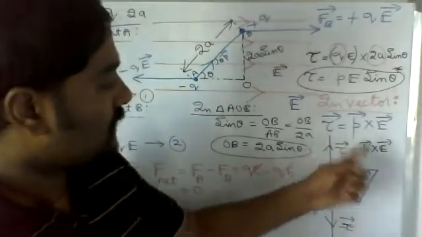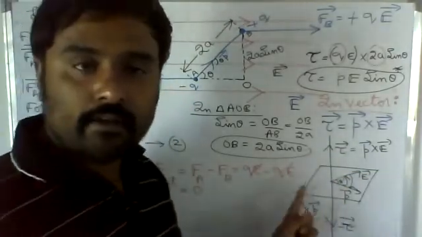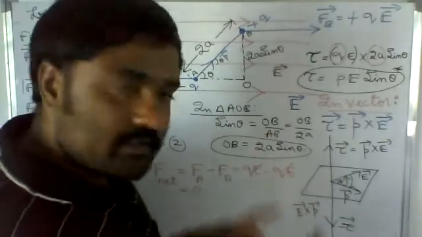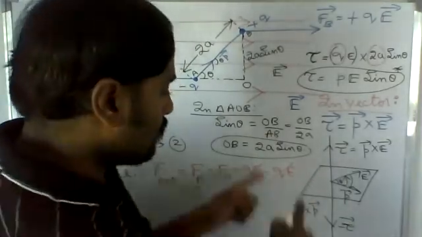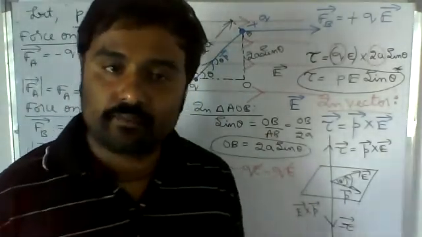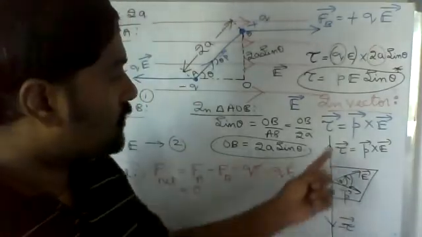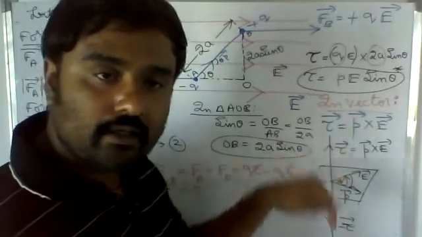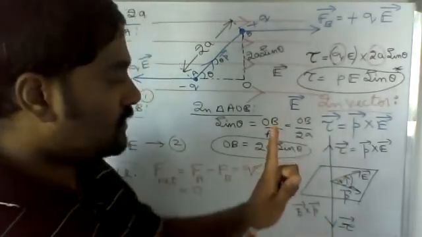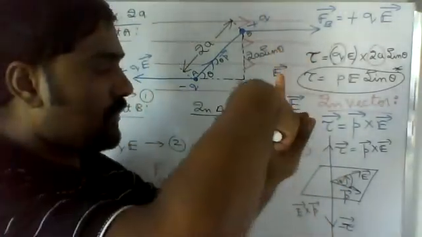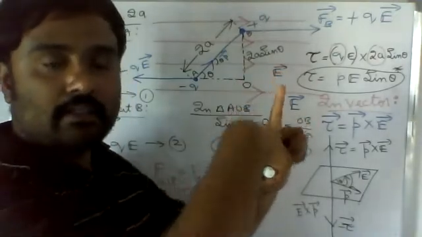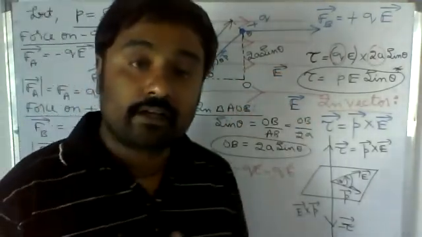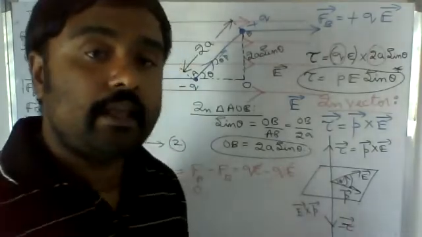Actually, P vector cross E vector is not equal to E vector cross P vector, but the magnitudes of both are the same. So P cross E is vertically upwards, and E cross P is vertically downwards. The directions are quite opposite, but their magnitudes are equal.